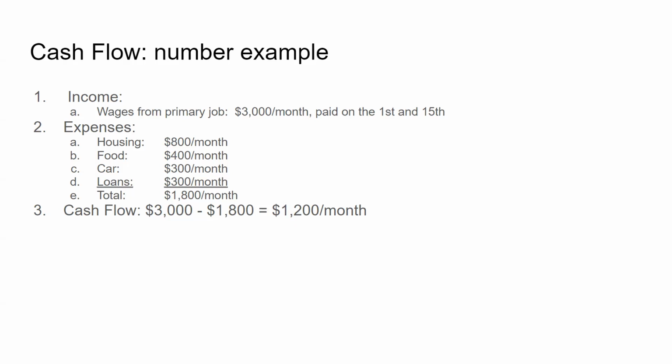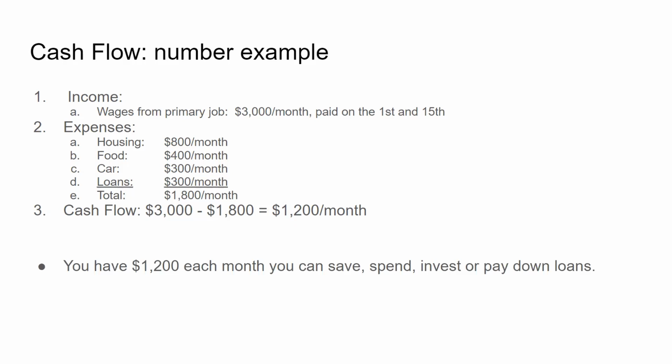And again, if I have item D, loans, where I'm paying 300 a month because I've got $5,000 in credit card balances, I could take that extra 1,200 and pay down those $5,000 worth of credit cards. Again, we'll do an example in the future showing that. But that's what cash flow is. 1,200 a month, I can save, spend, invest, or pay down other loans and debt.